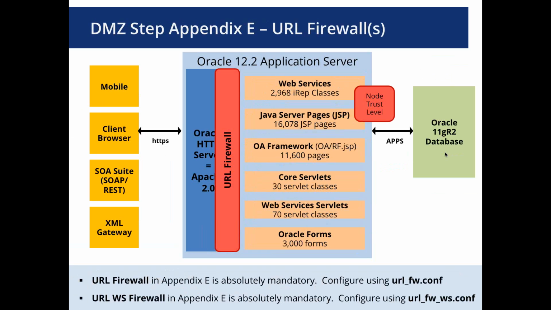The node level trust needs to be configured. And again, each one of the basically 3,000 web services needs to have function security wrapped around it, right? And the node trust level needs to be appropriately tagged. But then Oracle also now gives us the URL web services firewall that needs to be configured.